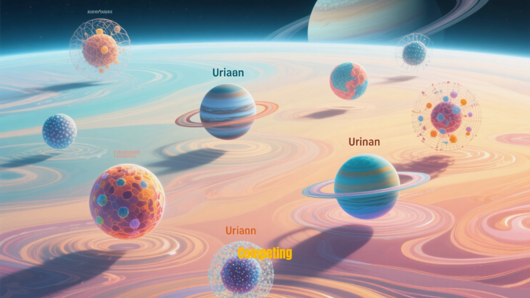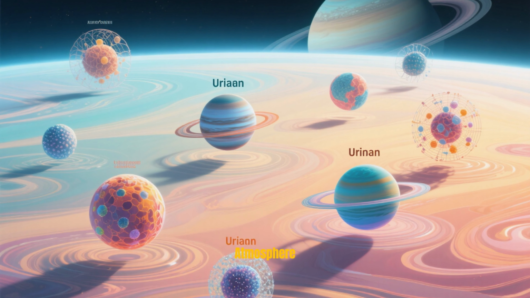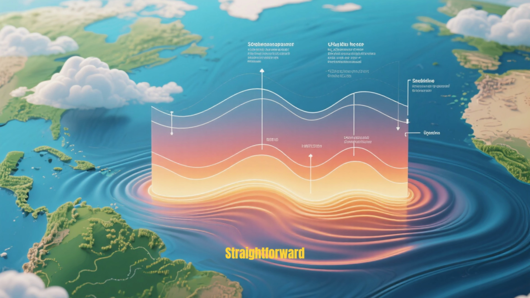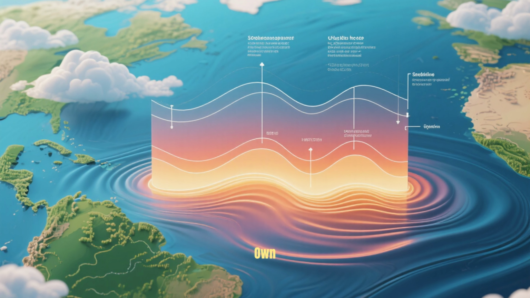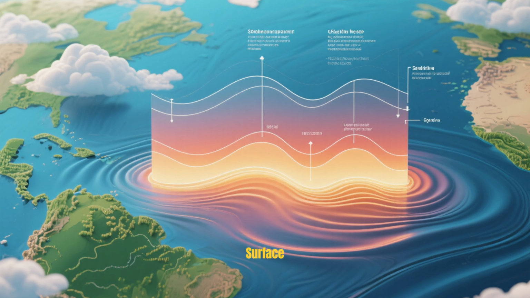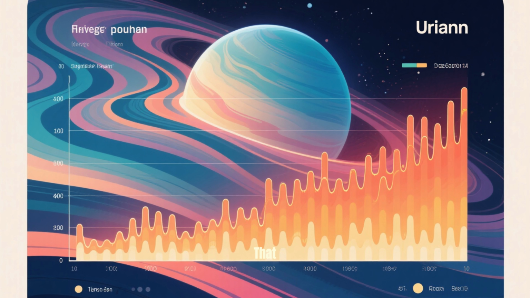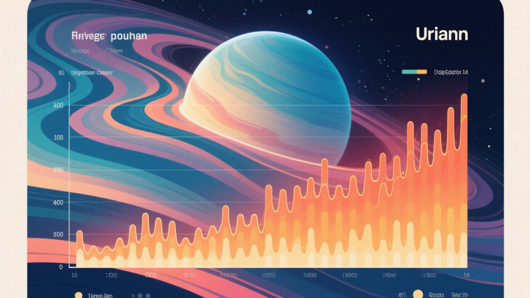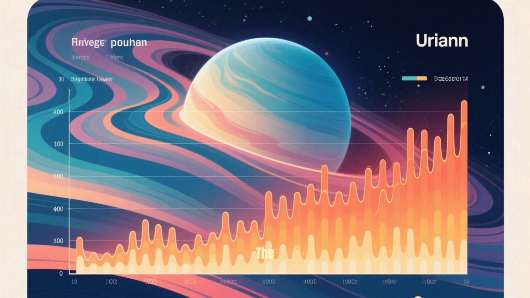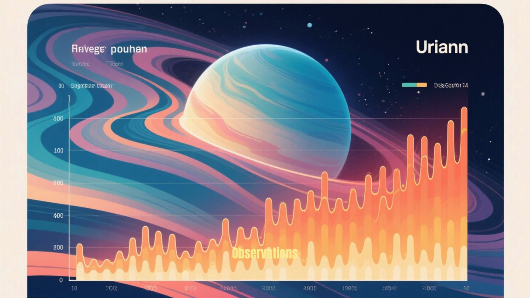There are several competing models for how Uranus' atmosphere works. The most straightforward one is that it behaves like our own, where the sun heats the surface, which radiates the heat back out into space. This model predicts that the heat should be redistributed pretty evenly around the planet. But the problem is that this doesn't match observations.